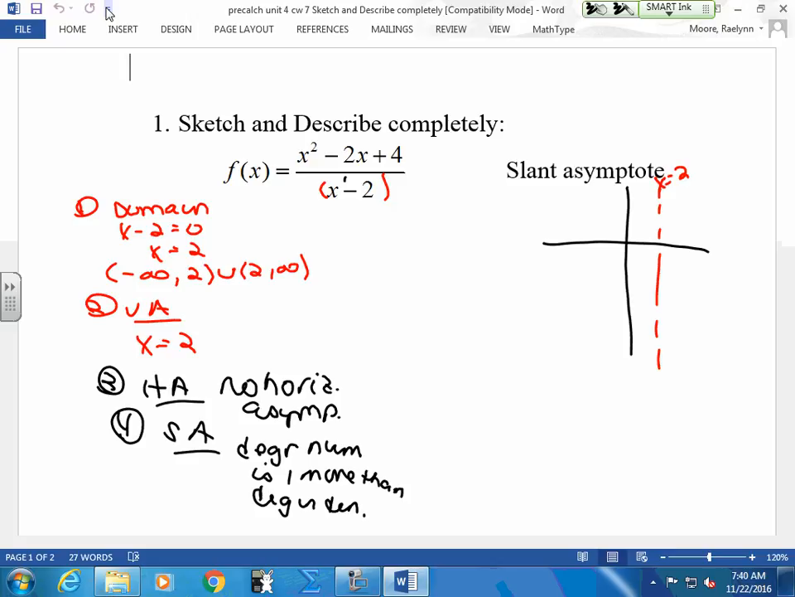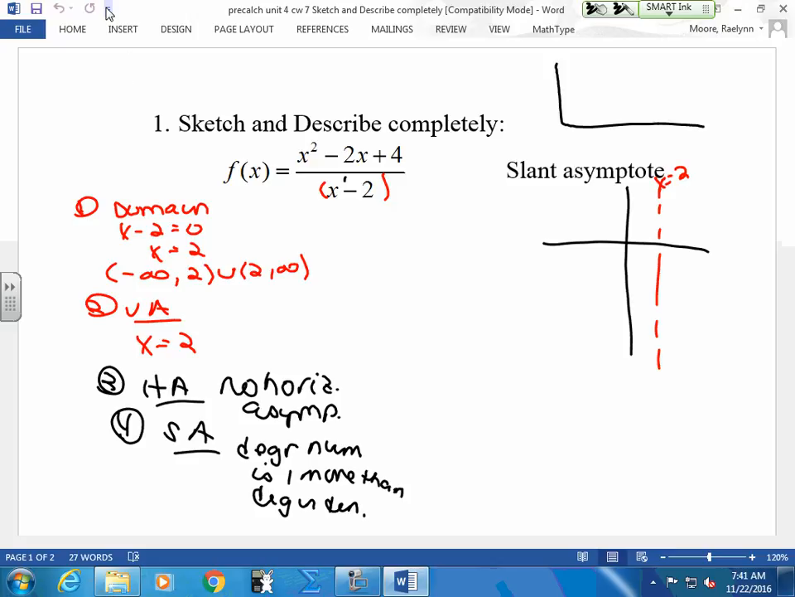I need you to see this flow. Vertical, horizontal, no horizontal. The only other asymptote I could possibly have is a slant. This is new today. Slant says if the degree in the numerator is exactly one more than the degree in the denominator, I have a slant asymptote. Now, this is how we find it: it synthetically divides.